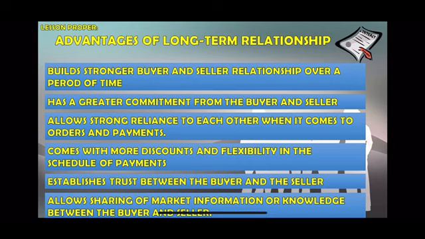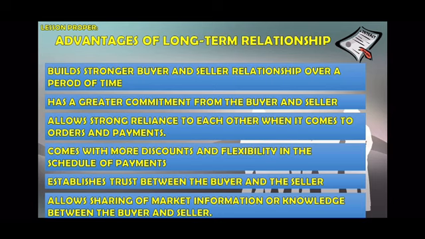Number 3, allows strong reliance to each other when it comes to orders and payments. Since the buyer and the seller have a relationship, they depend on each other regarding the orders and the payments. It is a hand-in-hand journey in the market. Number 4, comes with more discounts and flexibility in the schedule of payments. This advantage favors the buyer more because the buyer can get more discounts, more deals, and the buyer can actually choose on how to settle the payment.